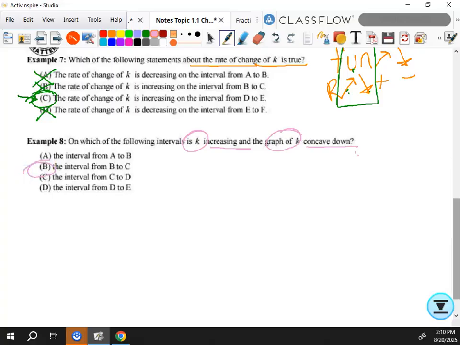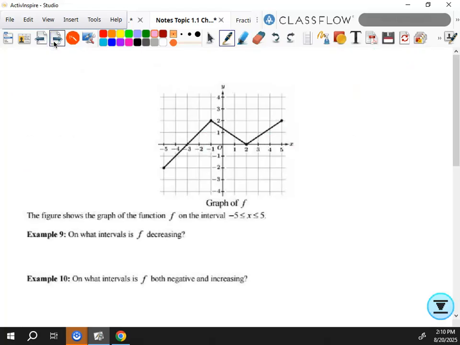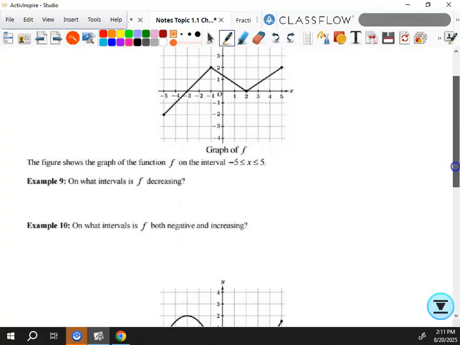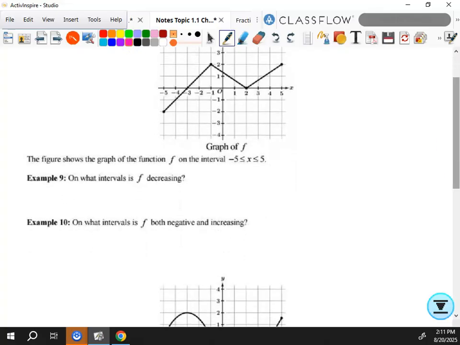Any questions at all? We good? All right, flip it over. Okie dokie. So back to this piecewise linear.